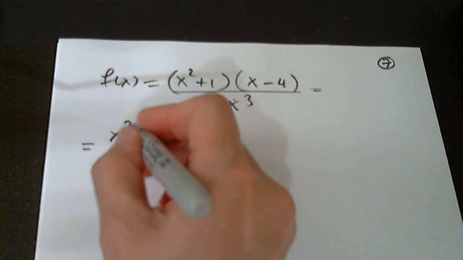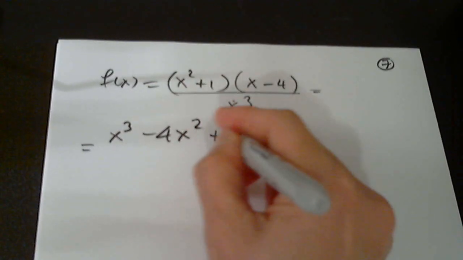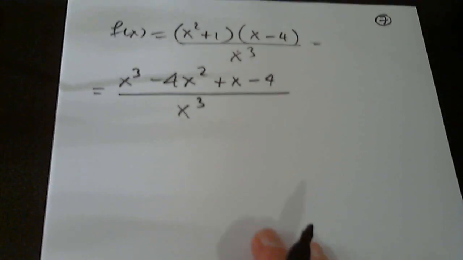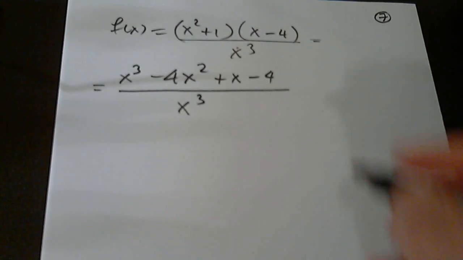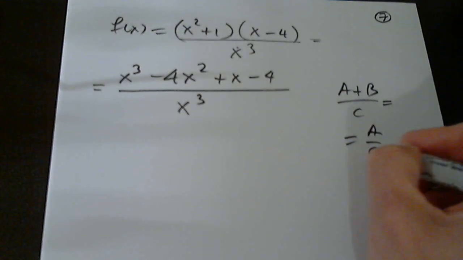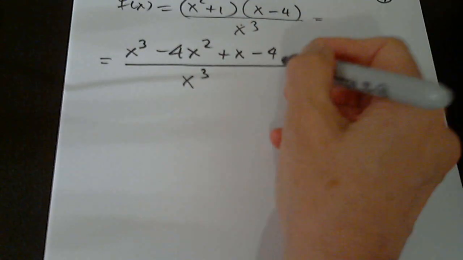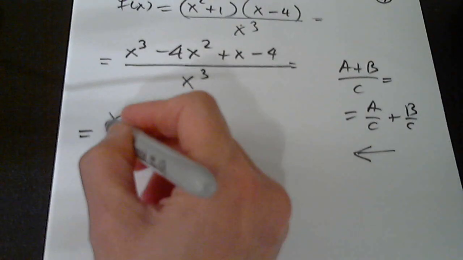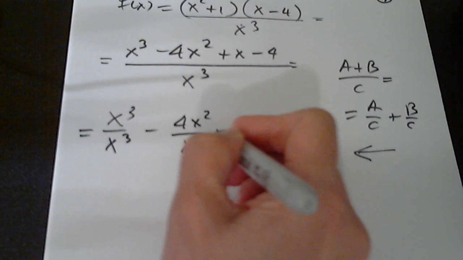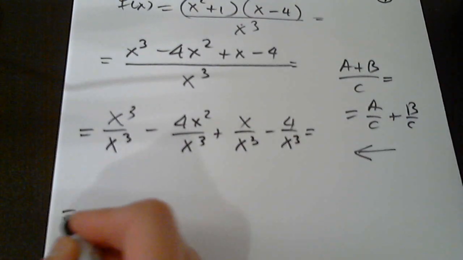So let's distribute. x cubed minus 4x squared plus x minus 4, divided by x cubed. Remember I emphasized that property that a plus b over c is the same as a over c plus b over c and vice versa. So I will rewrite it as x cubed over x cubed minus 4x squared over x cubed plus x over x cubed minus 4 over x cubed.